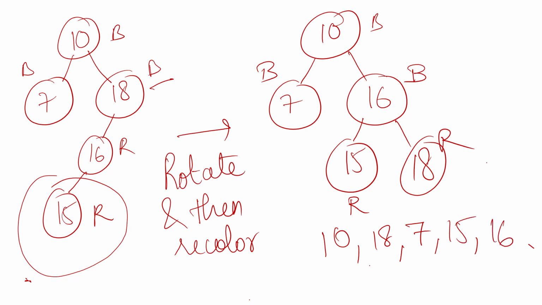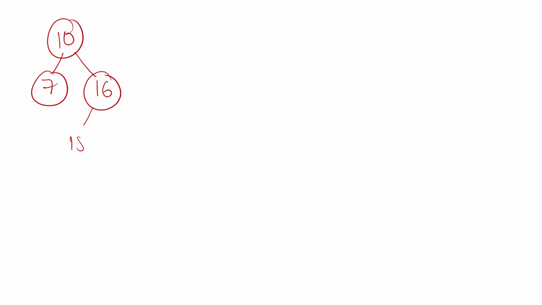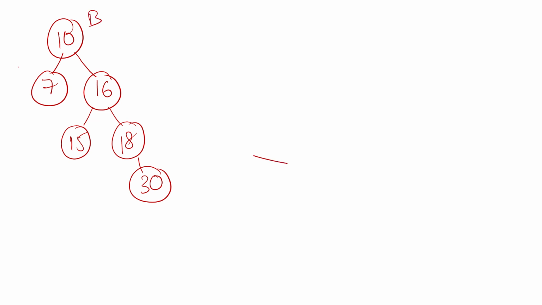Now we have to insert 30. So now let's go on to the next slide. Now we have to insert 30. So 10, 7. In your exams, you'll have to show all the intermediate steps. If I miss some, that does not mean that you also have to skip them. So now we have inserted 30. 30 will be greater than 10, greater than 16, and greater than 18. So now let's tell the colors: black, black, black, red, red.